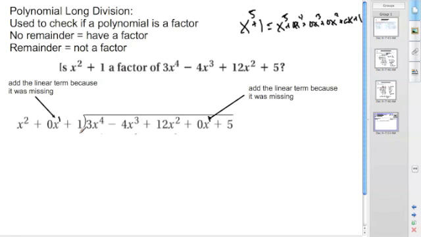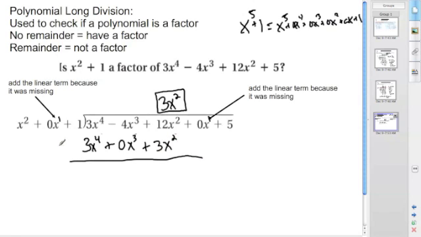So since we're dividing by a trinomial, that means we have to start above the third term. So this has to be 3x to the 4th. What times x squared gives us 3x to the 4th? This will be 3x squared. 3x squared times x squared gives us 3x to the 4th. 3x squared times 0 is 0x to the 3rd. 3x squared times 1 is going to be positive 3x squared.